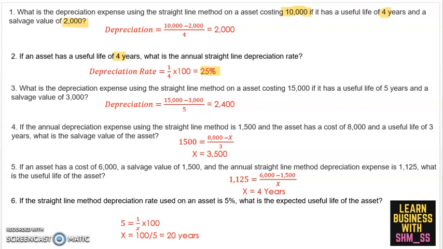Question number 3: what is the depreciation expense using the straight line method on an asset costing 15,000, where useful life is 5 years and salvage value is 3,000?